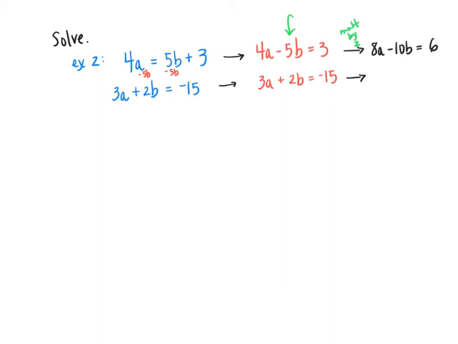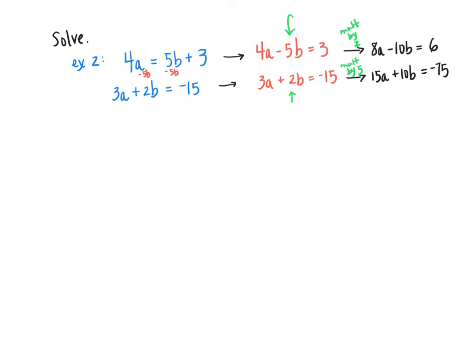Well, how does that help me? Well, now, if I look at my b on the second equation, now I can multiply that equation by 5. Because what happens when I multiply everything by 5? That gives me a 15a plus 10b equals, and then I would do 5 times a negative 15, which is going to give me negative 75.